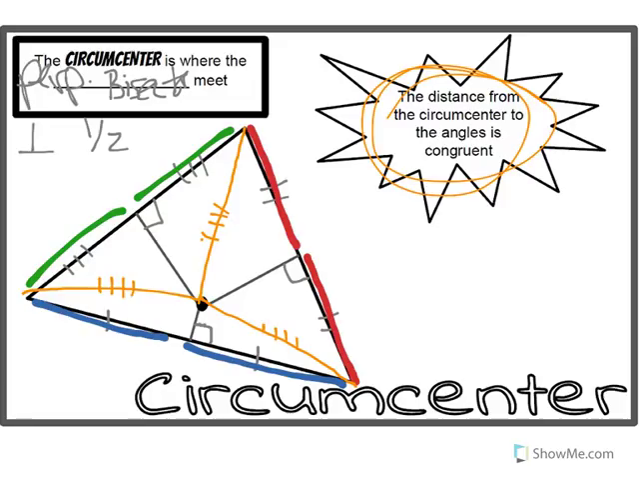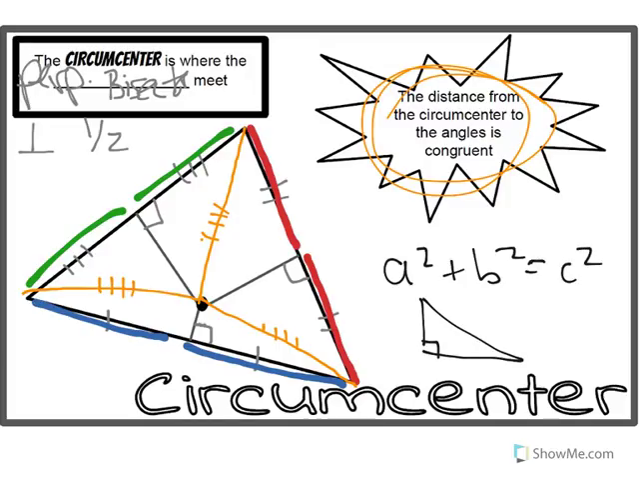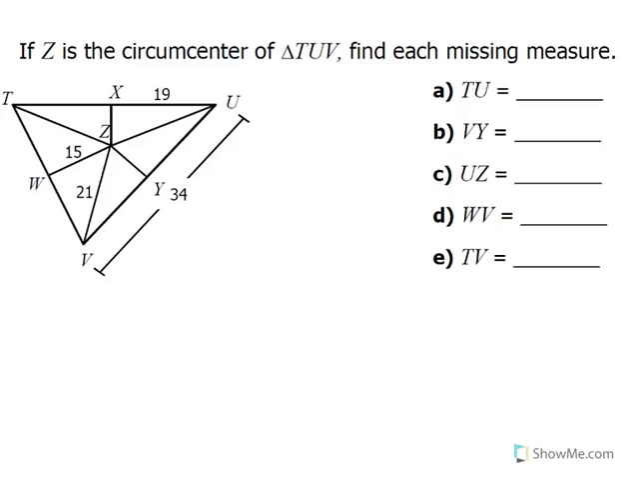And don't forget, you may need to use the Pythagorean theorem to find missing parts. In a right triangle, across from the right angle has to be your C, and then it doesn't matter where you put A and B. We'll use that in some of the examples that we're going to use to review. So we're going to look at a couple examples to review circumcenter and incenter to find the missing segments in a triangle. So let's look at this first problem.